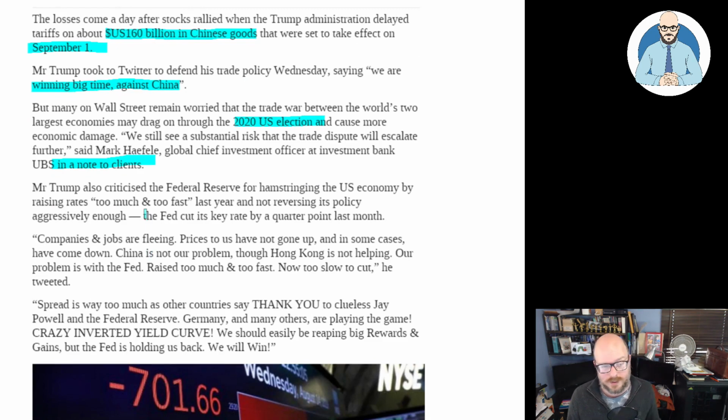Mr. Trump also criticized the Federal Reserve for hamstringing the US economy by raising rates too much and too fast last year and not easing its policy aggressively enough. The Fed cut its key rate by a quarter point last month. Well, at least they have room to move in the States. Australia, we've got nothing. What have we got, 1%? New Zealand just cut it by 50 basis points. So companies and jobs are fleeing. Prices to us have not gone up, and in some cases have come down.